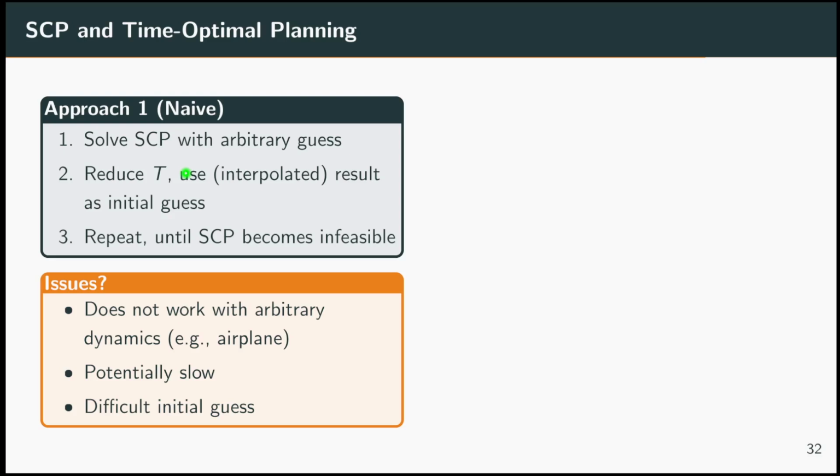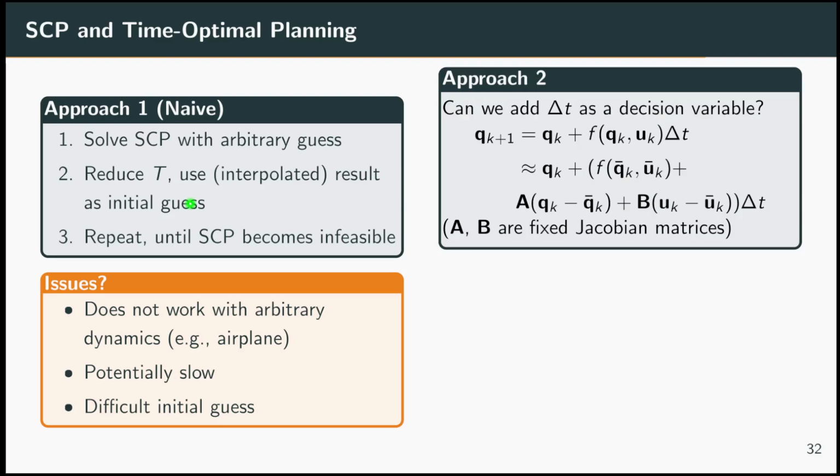There are some ways you can improve this, like for example, instead of linear search, you could do a binary search, but in principle, the same issues apply. What's done more commonly is to just add delta t as a decision variable. So you fix yourself to always optimize for your 20 time steps, but you say delta t can also be reduced, therefore making it faster.